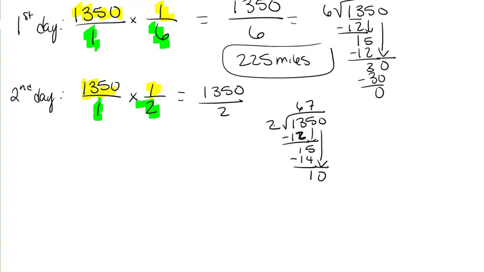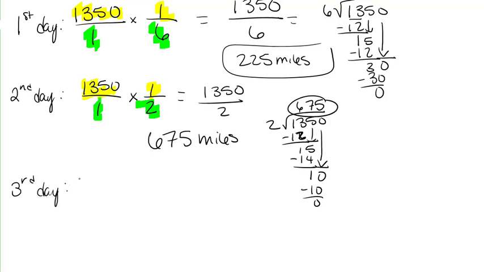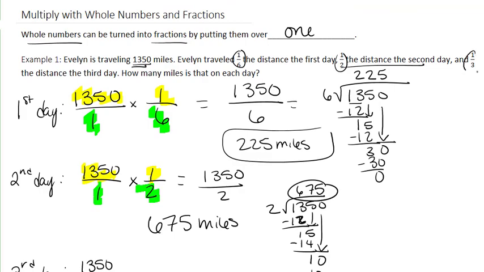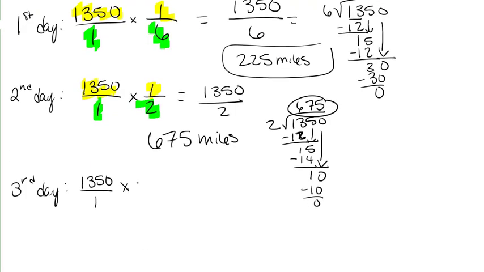We're going to bring down that 0. Now 2 can go into 10 5 times. Which then we get 10. And we subtract and we get 0. So on the second day, she went a total of 675 miles. And then let's look at the third day. We will take the 1,350, and then we're going to multiply by 1/3. Again, we get 1,350 over 3.